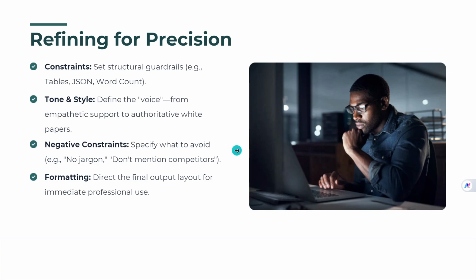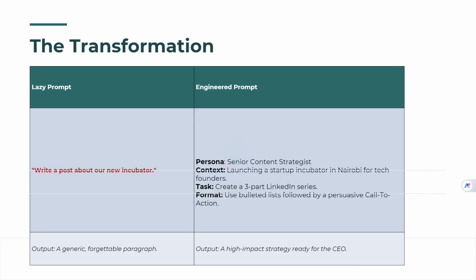I believe this part is clear. To refine your precision, look at constraints, tone and style, negative constraints, and what? And formatting. Moving on, we'll talk about the transformation. Here we'll do a comparison between lazy prompts and engineered prompts. Let's see this in action.